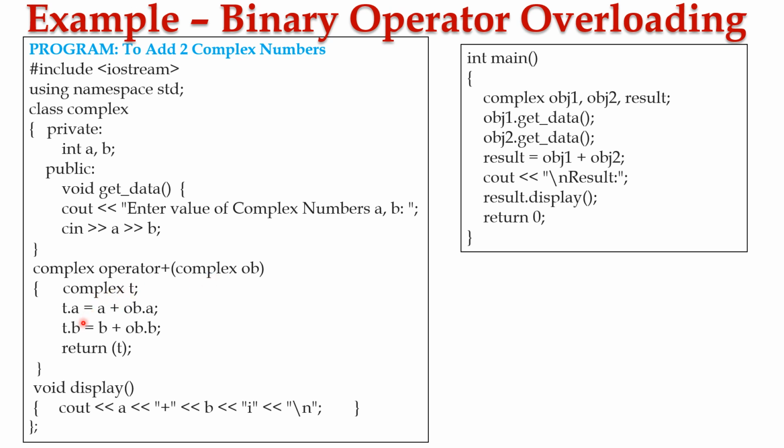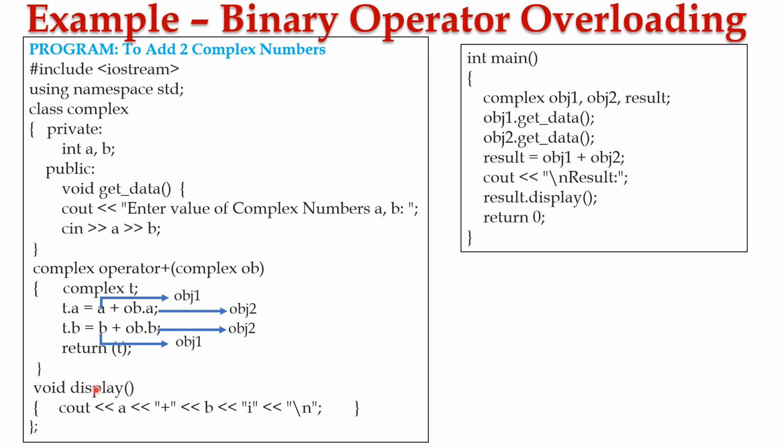In the next statement, we are adding the value of the variable a from object 1 with the value of the variable a from object 2, which represents the real part of the complex number, and the value is updated in the variable a present in the object t. Similarly, we are adding the value of the variable b from object 1 with the value of the variable b from object 2 and updating the variable b present in object t, and returning the object t to the calling method.